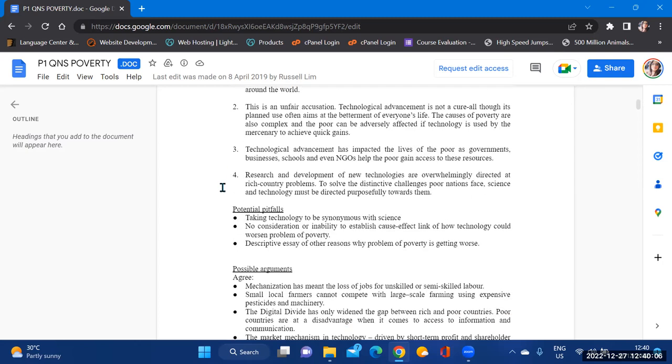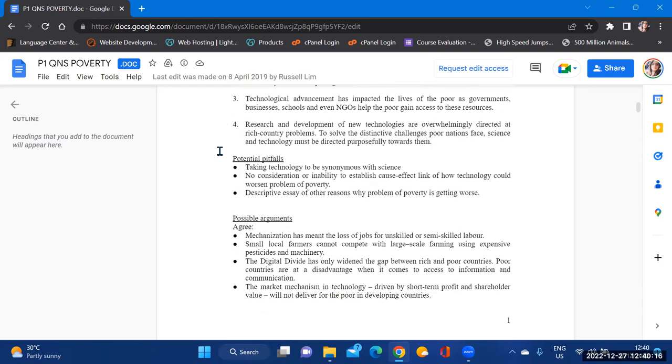Technological advancement, number three, has also impacted the lives of the poor, as governments, businesses, schools, and even NGOs help the poor gain access to these resources. Number four, research and development of new technologies are overwhelmingly directed at rich countries' issues or problems, not the distinctive challenges poor countries face. Science and technology must be directed purposefully towards that.